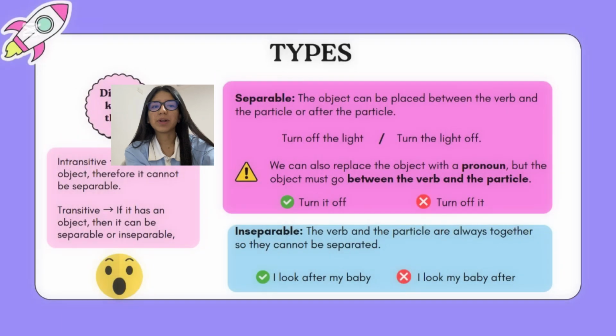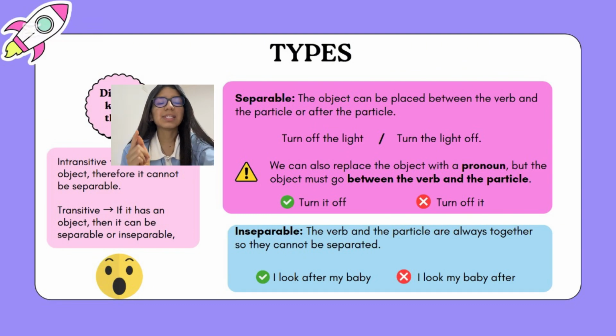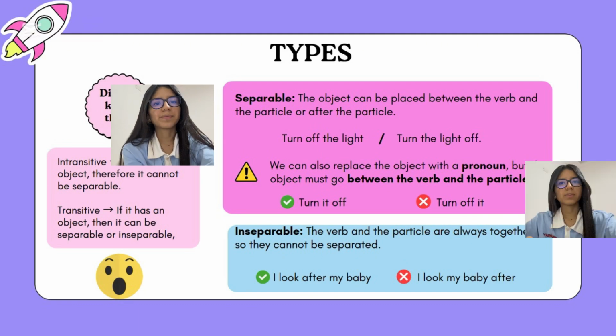Now, what are separable and inseparable phrasal verbs? In separable phrasal verbs, the object can be placed between the verb and the particle or after the particle. Let's see the example. Turn off the light. The light is the object and is placed after the particle off. And in the second one, turn the light off. The light is the object and is placed between the verb turn and the particle off.